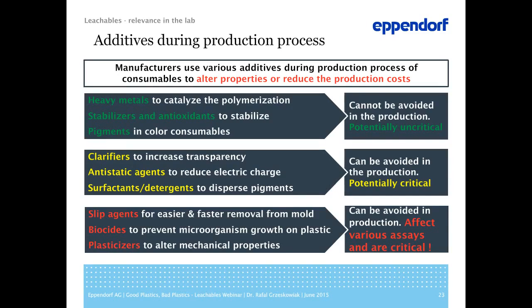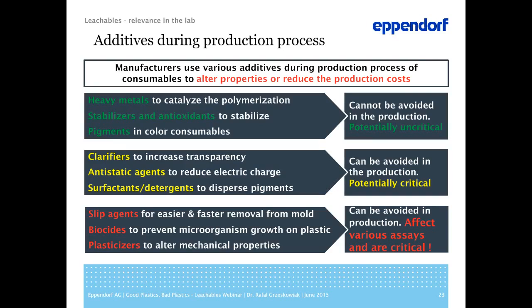The worst is that these substances can actually be easily avoided and are added simply to reduce the production cost or make it faster. For example, slip agents are used to remove the consumable from the injection mold. And basically, it's the same as when you make a pancake. You put butter on the frying pan basically to remove it faster. Of course, it makes it faster, but the fat stays on the pancake. So this is exactly the same here. The slip agents are used to release the consumable from the injection mold faster, but they remain, of course, in the plastic and contaminate the samples.